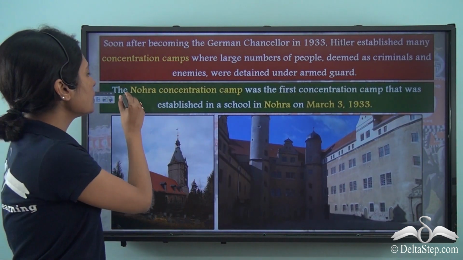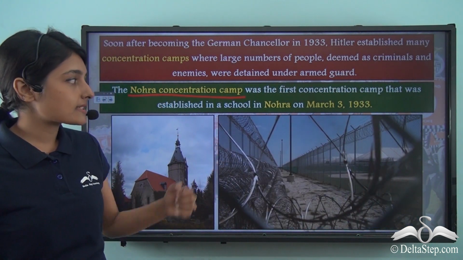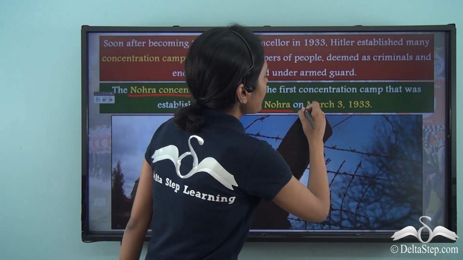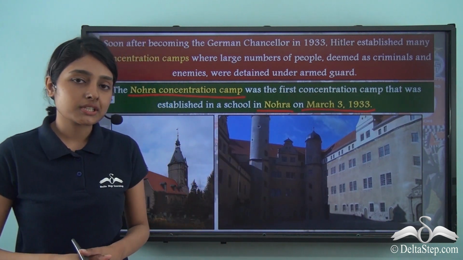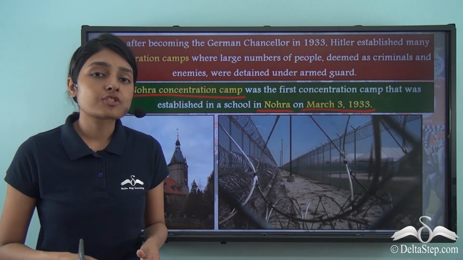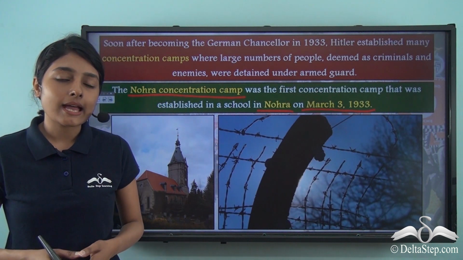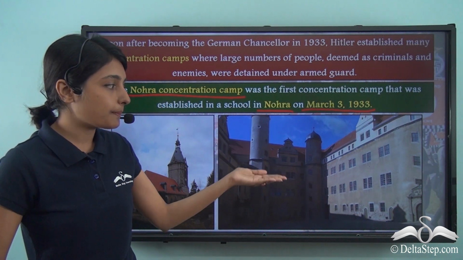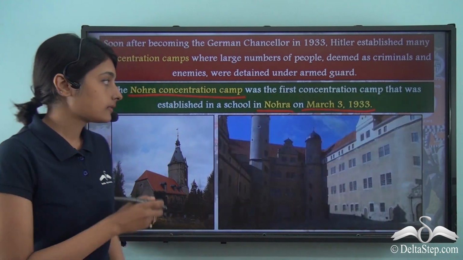It was the Nora concentration camp which was the first concentration camp to be established, and it was established in a school in Nora on March 3, 1933. So here you can see the Nora concentration camp, and these concentration camps were surrounded by electric barbed wires. So if any inmate of the concentration camps tried to escape, they would be caught up at these electric wires and they would be electrocuted to death.